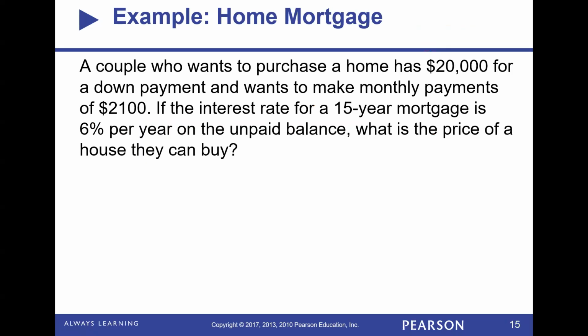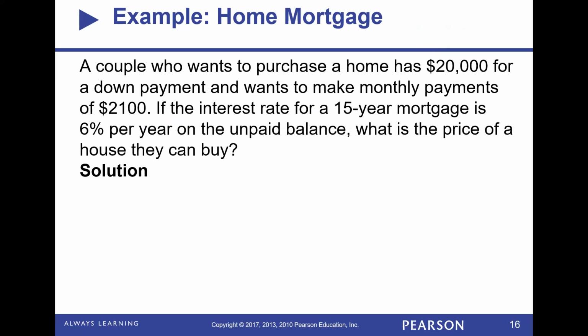All right, let's try this again, and again trying to find those keywords, and let's see if we can find everything that we have. A couple who wants to purchase a home has $20,000 for a down payment, and they want to make monthly payments of $2,100 a month. Now, if the interest rate for a 15-year mortgage is 6% per year on an unpaid balance, what is the price of the house they can actually buy?